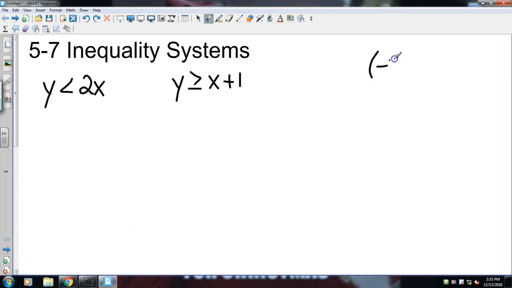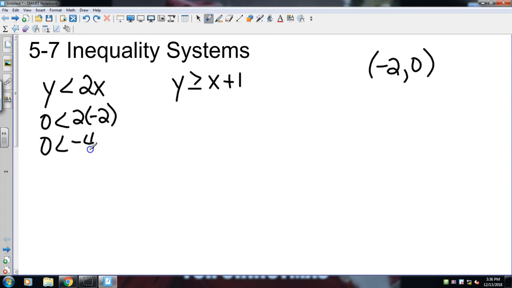So just like in the last section, I'm going to plug this into both equations and see if it works. If it works on both of them, then it is a solution. If it only works on one of them but not the other, then it's not a solution. So over here, everywhere I see a y, I'm going to replace it with 0. Everywhere I see an x, I'm going to replace it with -2. So I have 0 is less than -4, and that is true.